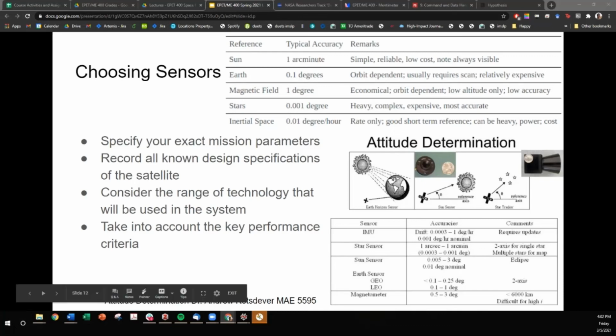Here's another table describing the same things with different numbers and specifying, for example, 2-axis measurements. Just a tiny note here, for a star sensor, if you get 1 point, you can get 2-axis of estimate, but if you have multiple stars, you can get all 3 degrees. Okay.